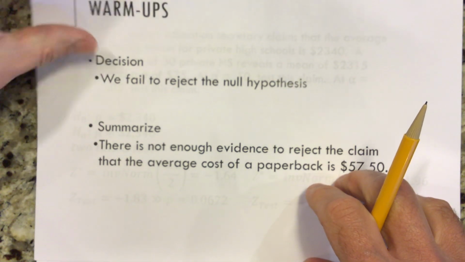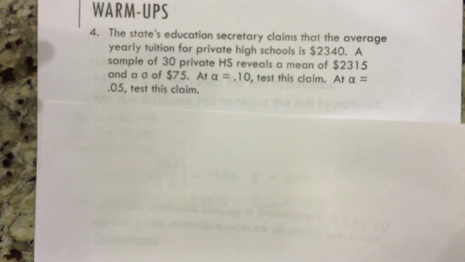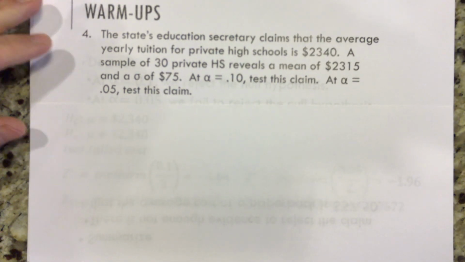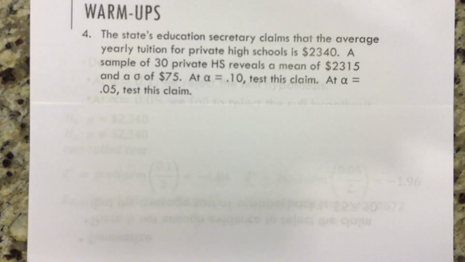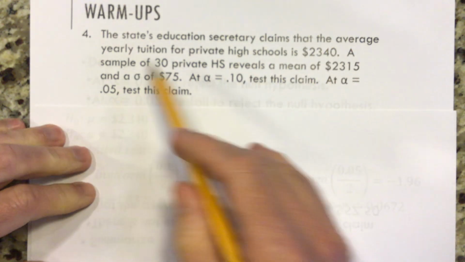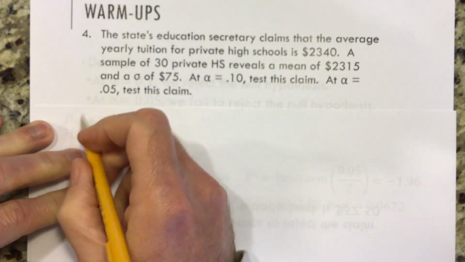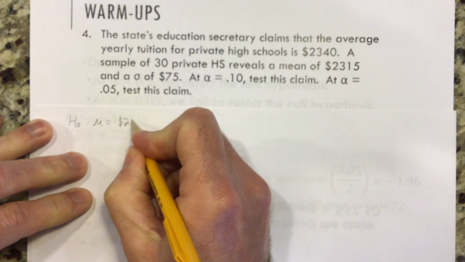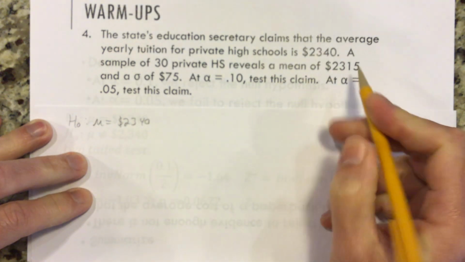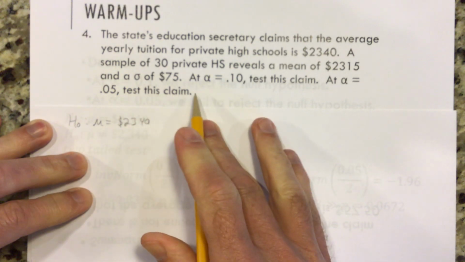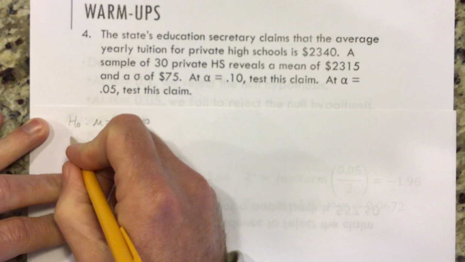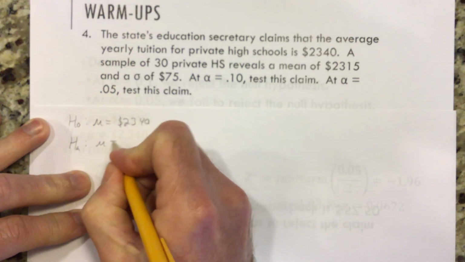All right, let's do one more warm-up. Again, pause it, give it a try, see if you can get it right on your own. Okay, we have a claim that the average yearly sell, so that's our null hypothesis. Nothing here says one-sided, so our alternative is two-sided.